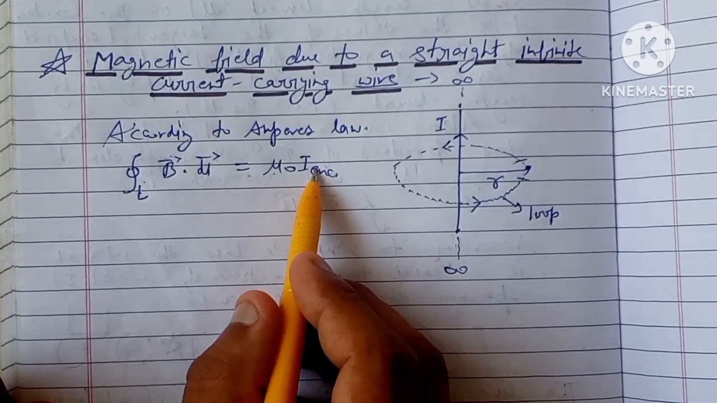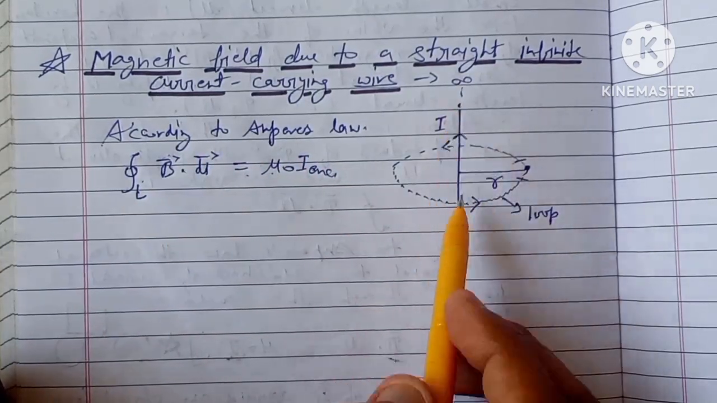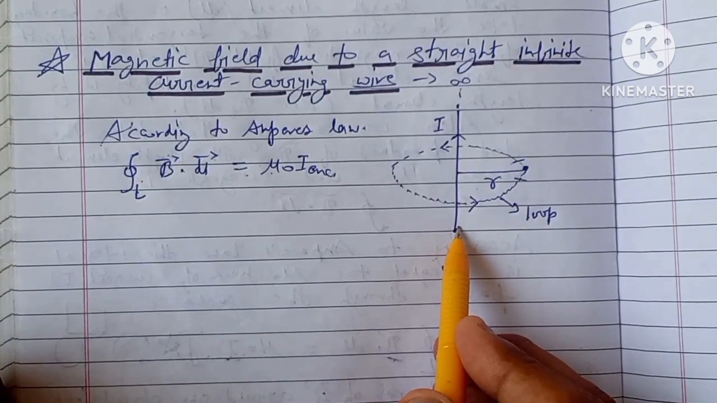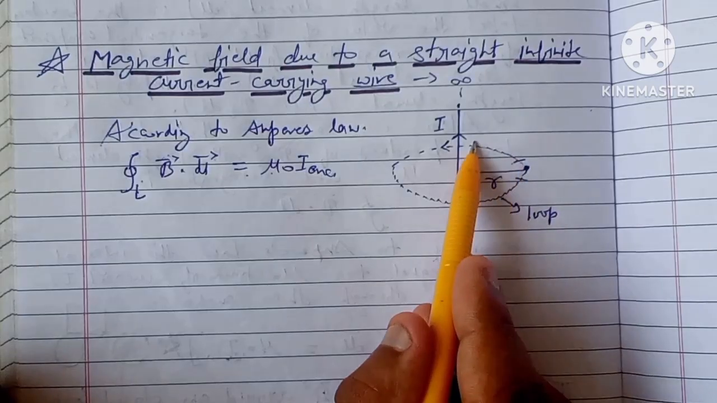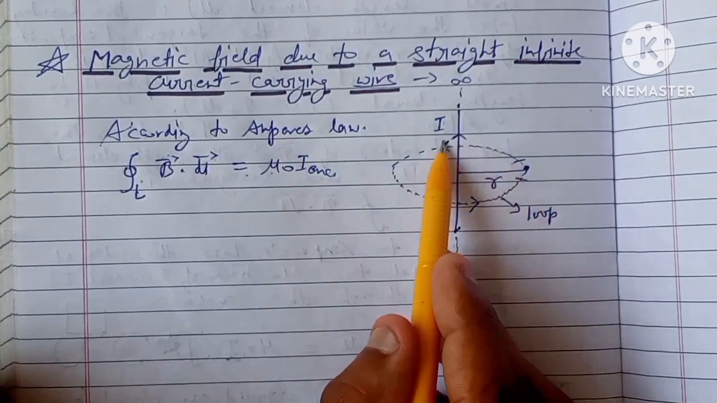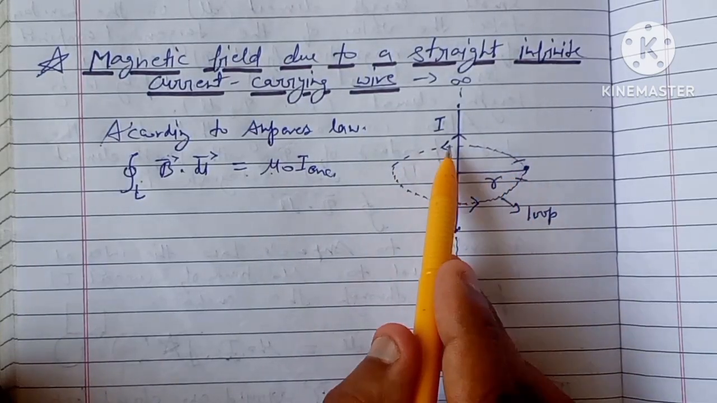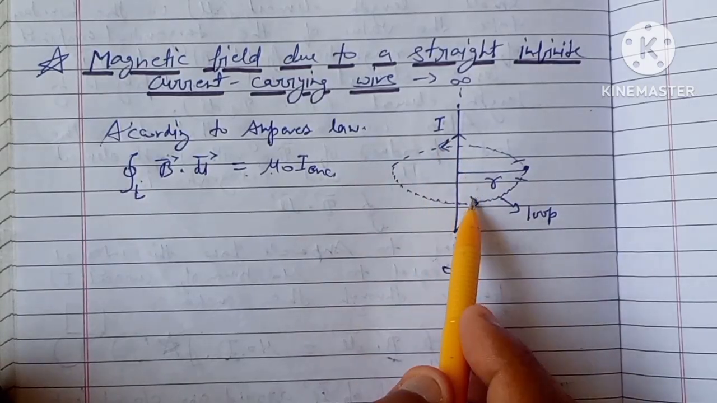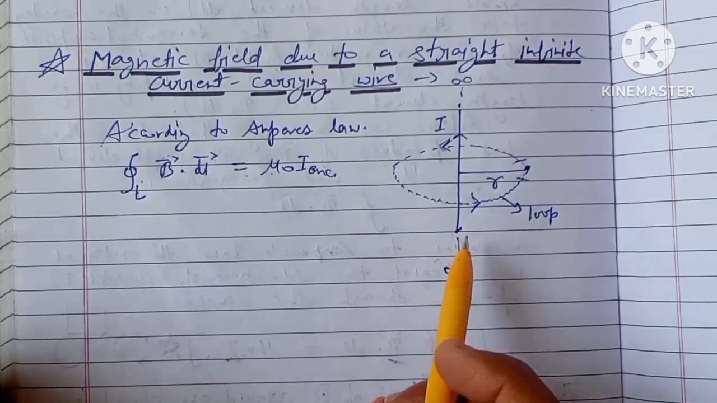So if I want to apply my Ampere's law here in this situation, then firstly I have to choose a closed loop, or you can say open surface. So I have chosen a closed loop here. This is my loop, whose direction I have represented by these arrows. This is the direction of my closed loop.